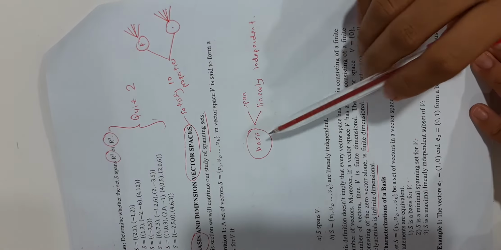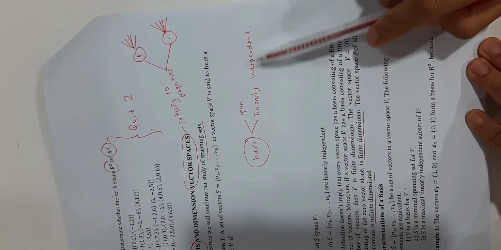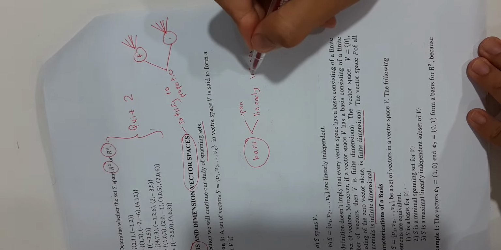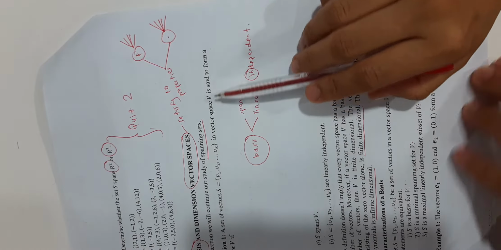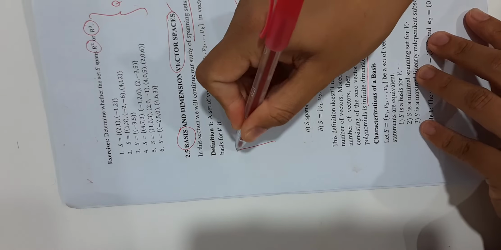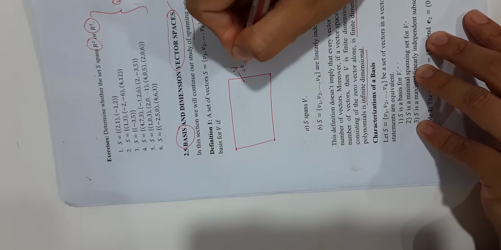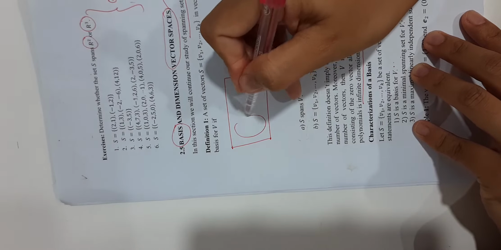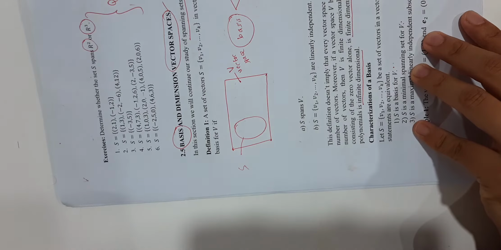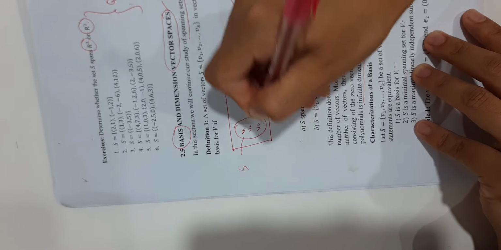In this section we will continue our study on spanning sets. So this is the basis. Basis is the combination of span and linear independence. Definition: a set of vectors S in vector space V. You see the diagram is the same diagram we are dealing with. This is the vector space V, and then you also have this S. Inside S you have V1, V2, V3 and so on.